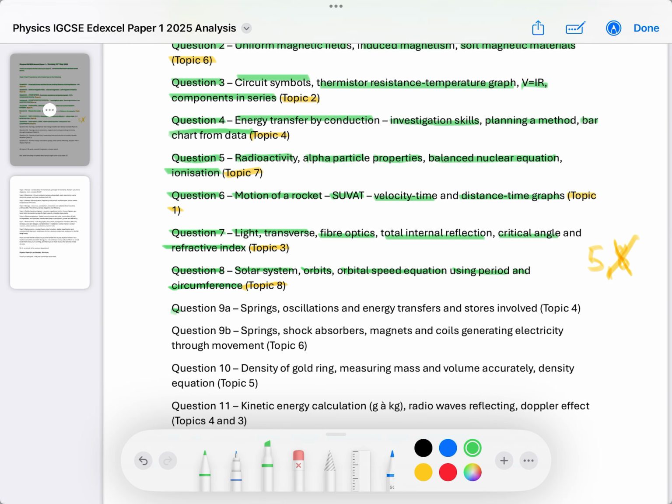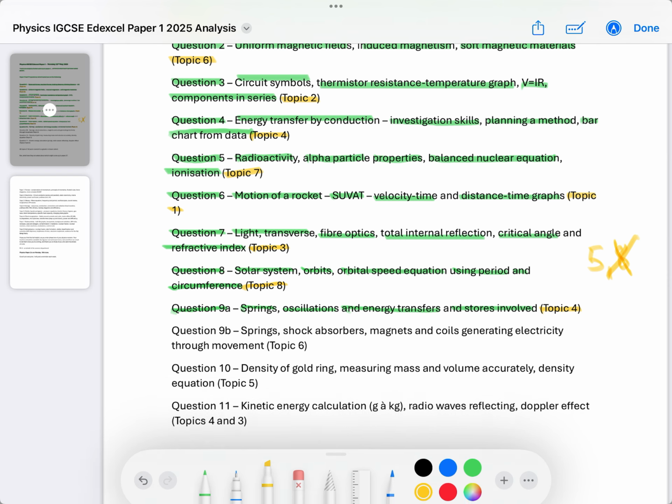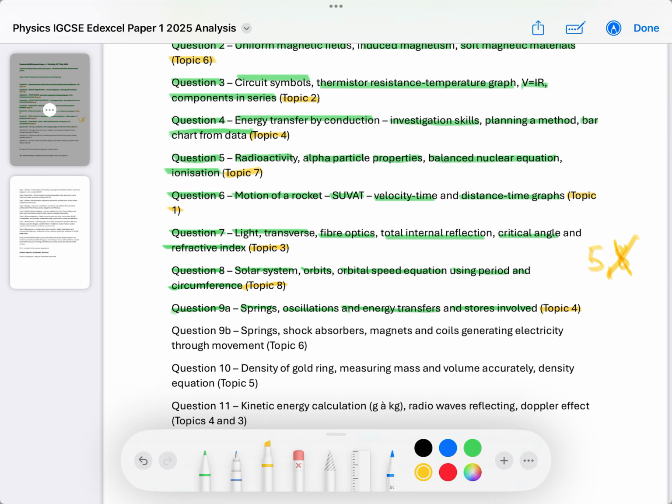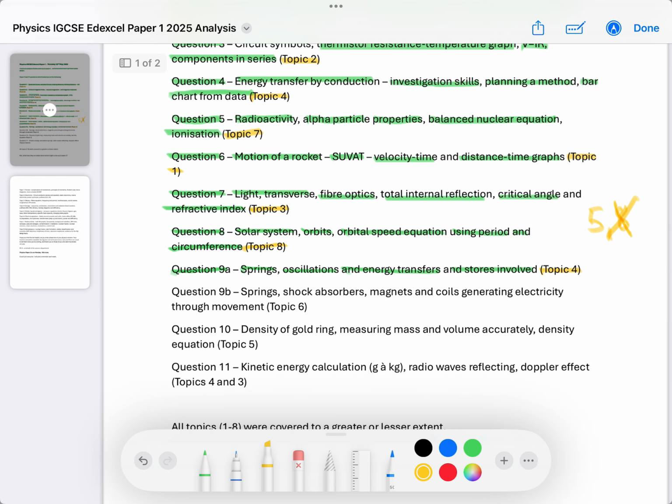And then question 9 is about springs, which normally would be in forces, but this time it was oscillations and energy transfers in an oscillating spring mass system. And you had to analyze the energy transfers and stores involved while it was oscillating. So that's topic 4 again. And that kind of question will come up in A-level. So if you're thinking of doing A-level, that would come in the oscillations topic.